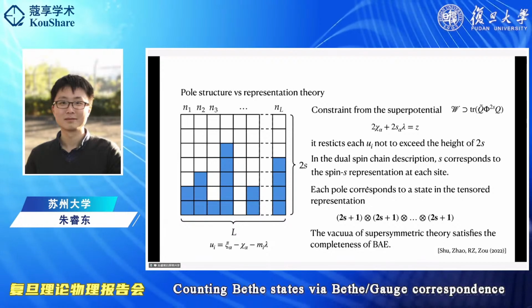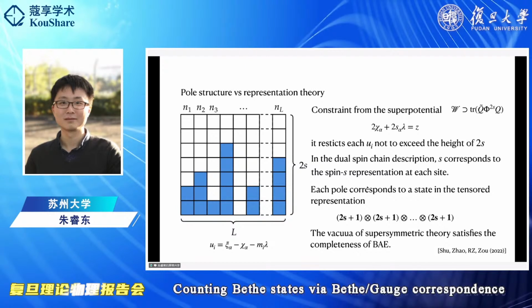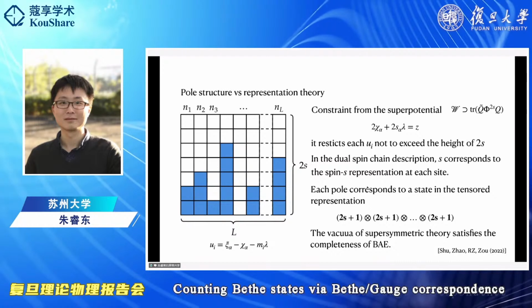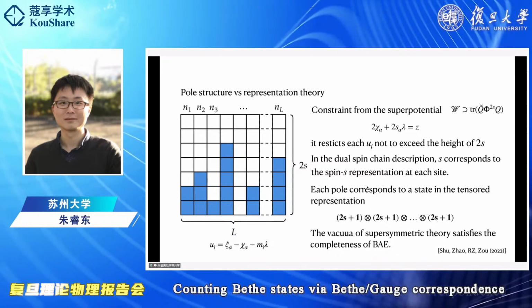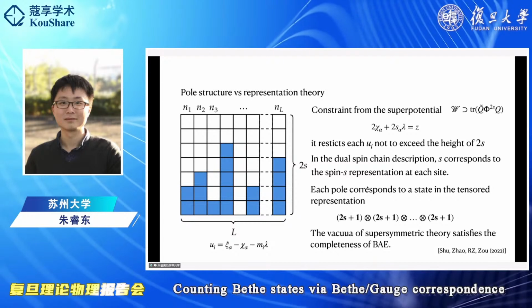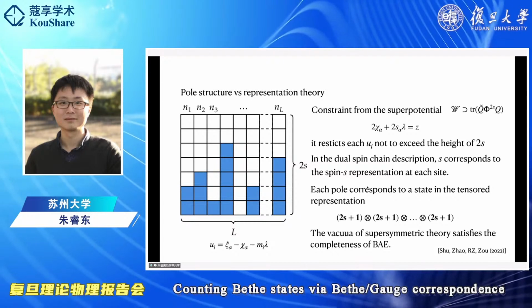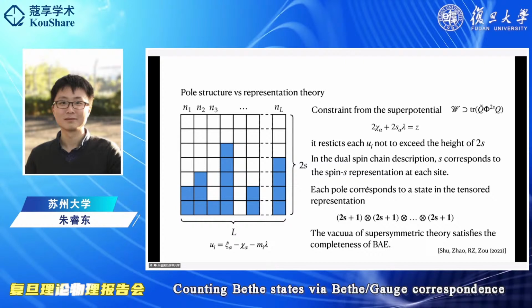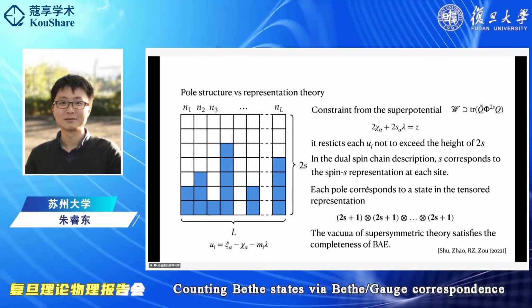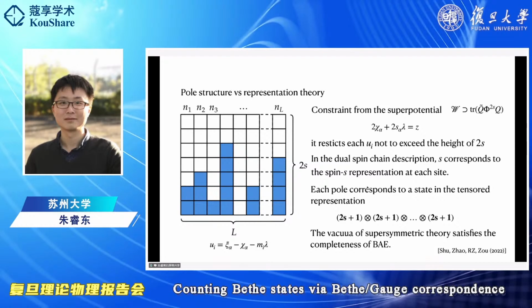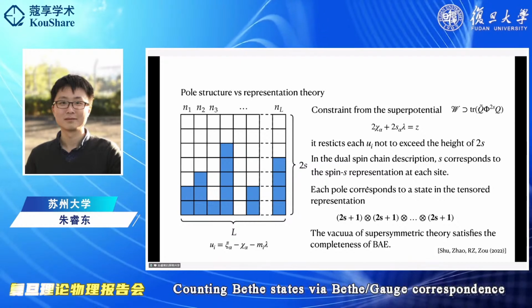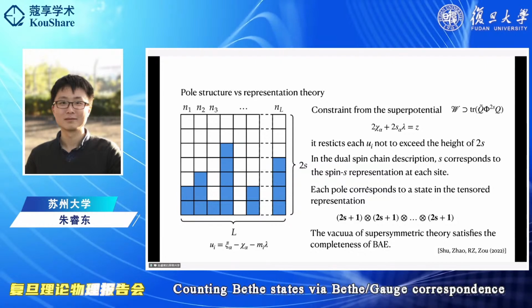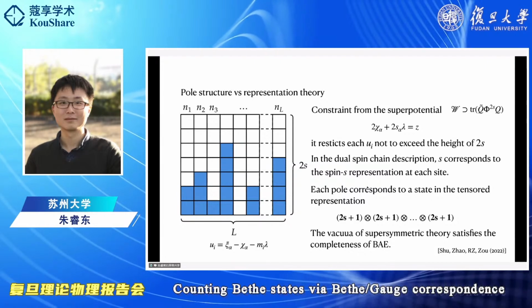It's not difficult to see that this really looks like taking some weight. Like, the largest number of the boxes is like 2s. We can also have empty boxes. We can have 0. So the patterns, we have 2s plus 1 patterns, and this corresponds to the 2s plus 1 representation of the SU2 group.